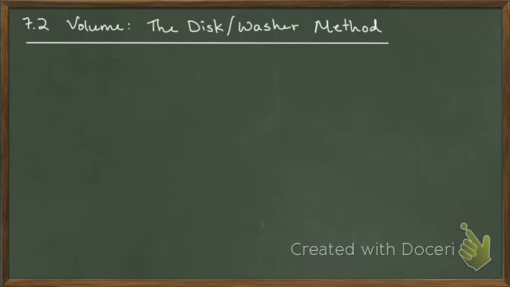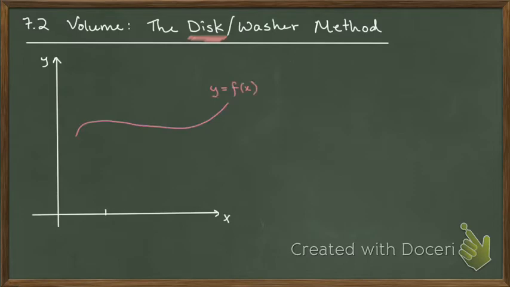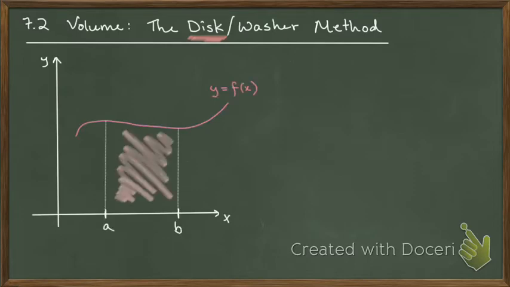So what I want you to do is imagine you've got some general function, say f of x, between two values a and b. We know how to find the area under this curve between a and b. That's a simple integral as long as our function is positive.